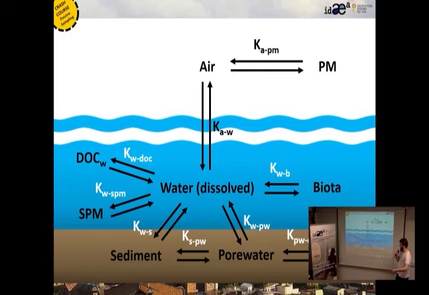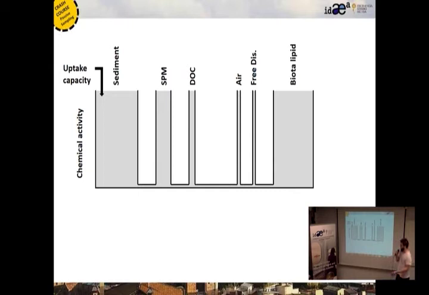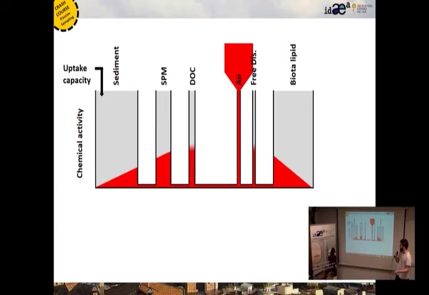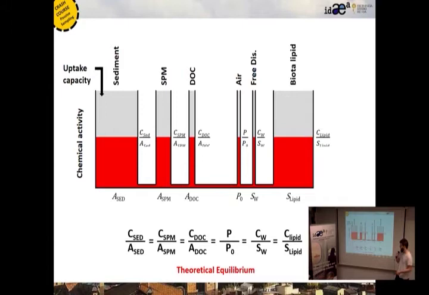Think of it as a box diagram where each empty box represents one environmental compartment, one that's pristine and non-polluted. But once these compounds reach the system, in our case through the air, they will begin to leak into other compartments, and they will continue to do so until an equilibrium is reached, if it is reached, which doesn't always happen.